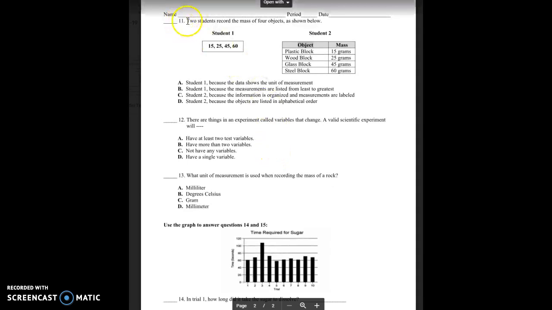Number 11. 2 students record the mass of 4 objects as shown below. Student 1, 15, 25, 45, 60. Student 2, object, mass, plastic block, 15 grams, wood block, 25 grams, glass block, 45 grams, steel block, 60 grams.